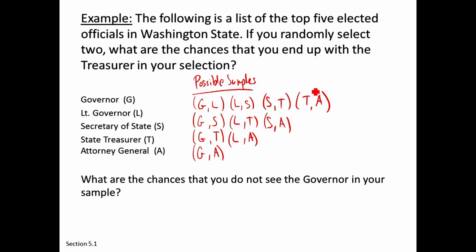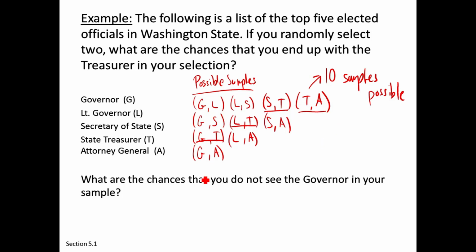So how many possible samples are there? I think I counted 10. So there's only 10 possible samples. Now, how many of them actually include the treasurer? 1, 2, 3. Is that 4? Yeah. So it's actually 4 of them.